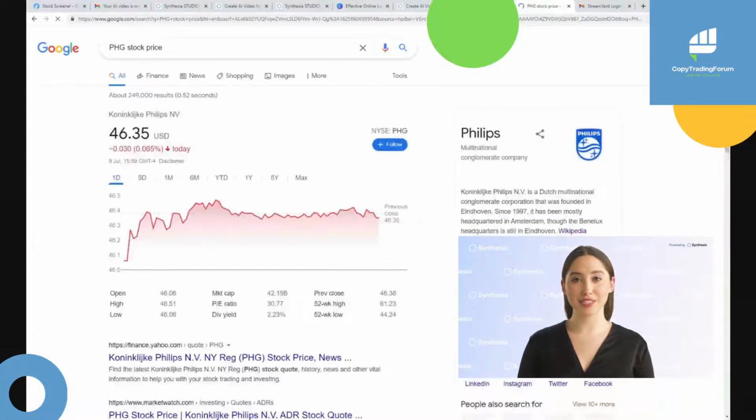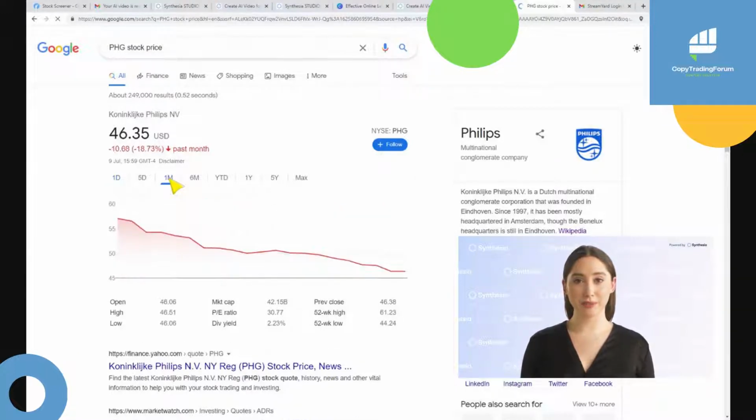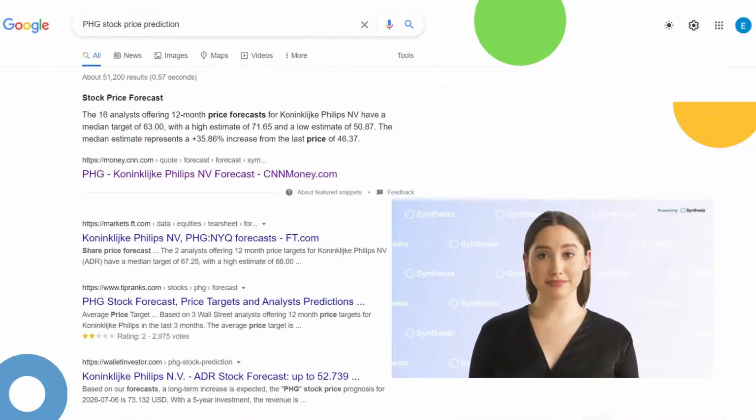Next, we type into Google PHG stock price to check there was at least a 10% price drop in the last 1 month. Drag the cursor from the high to low price. Last month, this stock has dropped 18.73%. Now search Google for PHG stock price prediction to check the analyst's stock price prediction and rating. Money.cnn.com is usually the first listed and our preferred website. Let's go to the website.